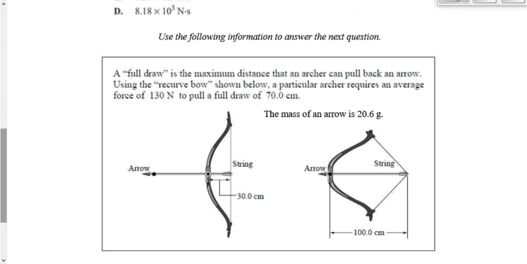Oh, this one. I forgot about this one. I was thinking we were almost done, but this is the toughest question of them all. All the ones we did today. So a full draw is the maximum distance that an archer can pull back an arrow using the recurve bow shown below. A particular archer requires an average force of 130 newtons to pull a full draw of 70 centimeters. I'm going to circle this. I'm also going to circle this mass of the arrow, 20.6 grams.